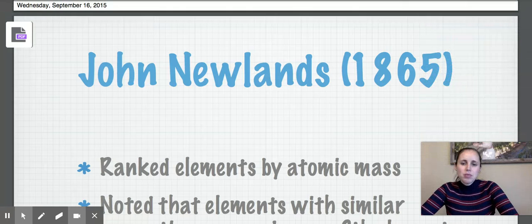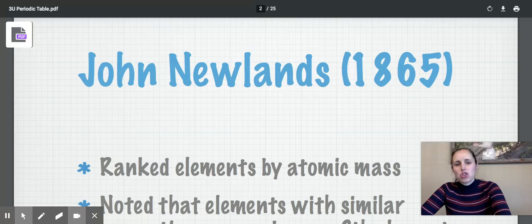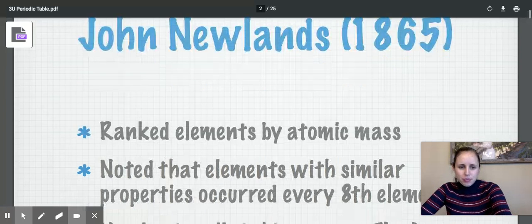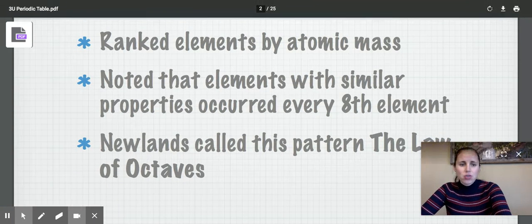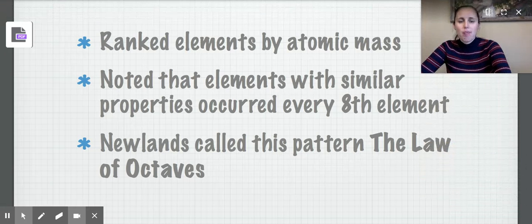I want to give you a bit of a background first about the periodic table and how it was actually developed. Before we get to the modern father of the periodic table, I want to touch on this gentleman, John Newlands, a little bit. John Newlands actually was the first one that really started sorting elements. How he actually sorted elements is by atomic mass. He went through and ranked elements by atomic mass.